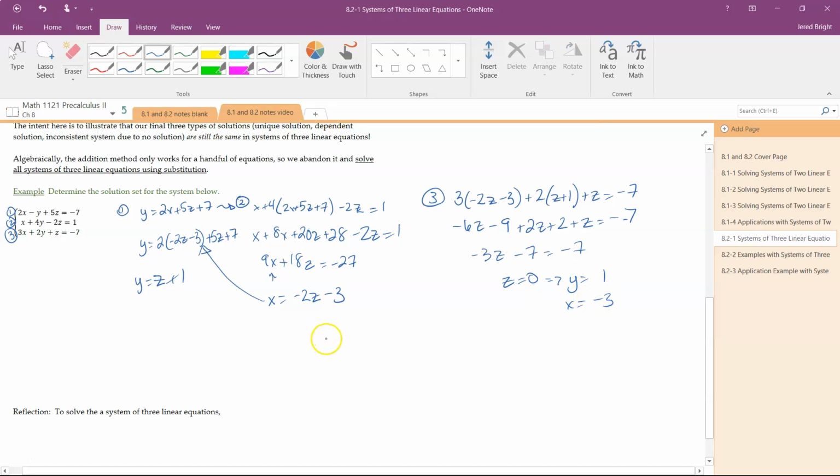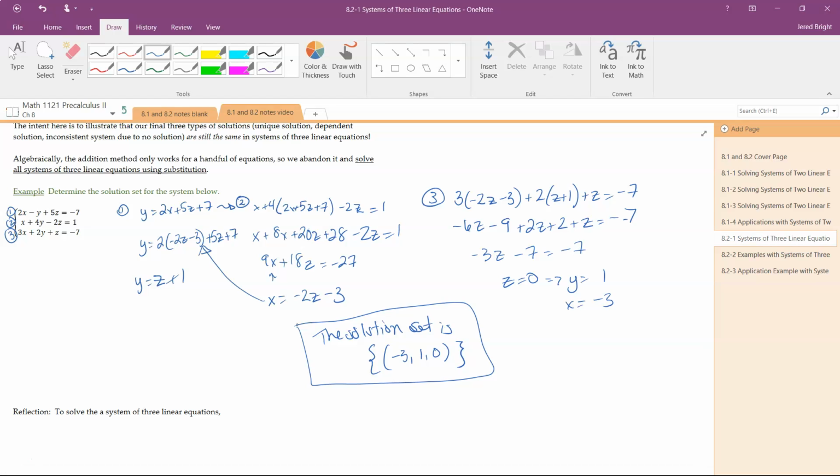Okay, so then I have the solution set, and I'm going to list this in ascending alphabetical order, so negative 3, 1, 0. Okay, now here I should check my answer, but I will tell you it does check. You should show that work just to make sure that you have the right answer, because some of them can get a little bit wonky.